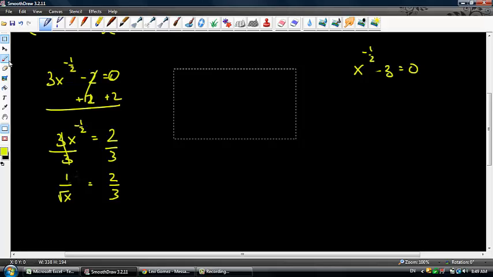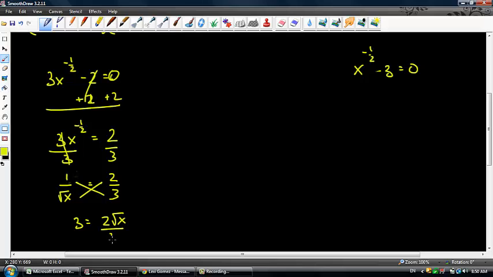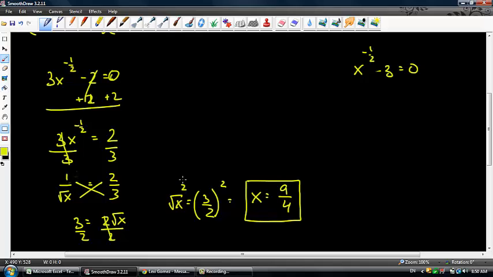Okay, so now that I've got two fractions equaling each other, I can go and cross multiply. So 3 equals 2 rad x. Go and divide both sides by 2. So I say rad x equals 3 over 2. I'm going to square both sides. So what I get is x equals 9 over 4. And remember, I don't need plus or minus because I'm squaring both sides, not square rooting both sides. All right? So that is the first half of this problem.